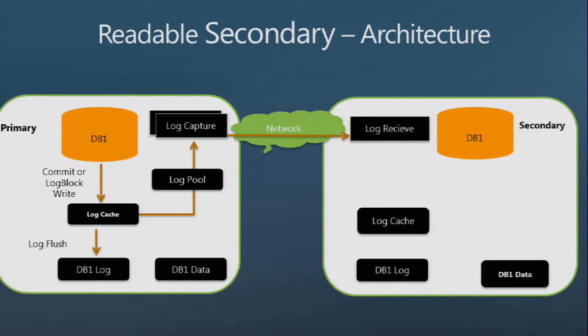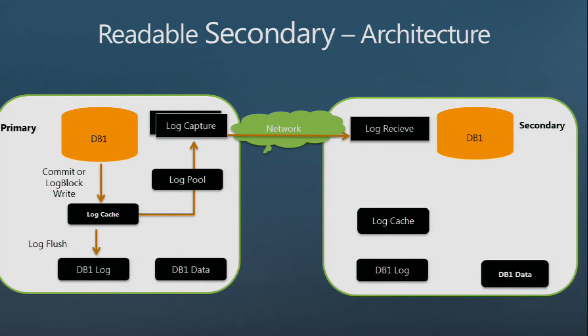The log records in the log pool are read by a thread called log capture, and its job is to read the log records from the log pool and send them to the secondary replica. If there are multiple secondary replicas, there is one log capture thread for each of those replicas, and this is good because you want to send the log records across multiple replicas in parallel, not sequentially.